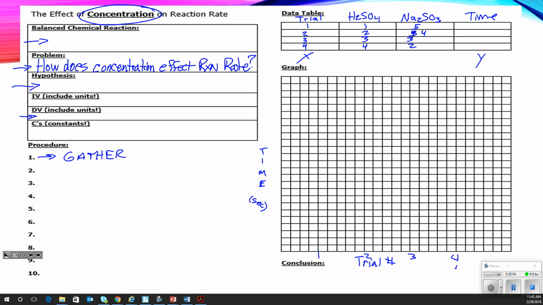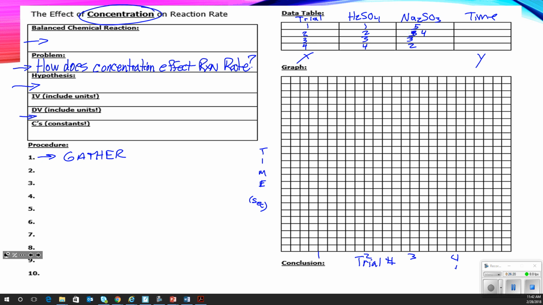Then what you want to do is set it up. So tell them how to set it up. If I've got the Petri dish, what was the first thing I did? Made sure it's clean. How did I do that? A drop of universal indicator into the Petri dish. If it changed colors, I got to clean it. If it didn't, then I can keep going.